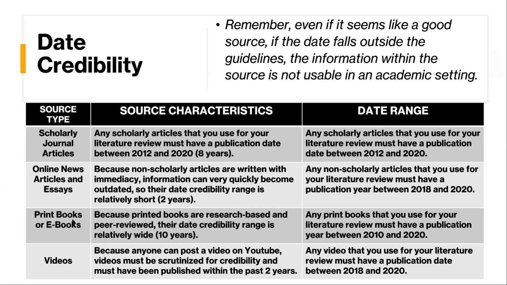So because of the nature of a print book, because it's peer reviewed and it has to go through a credibility check process to be published as a book, it lasts quite a bit of time. The information in a print book or an ebook print lasts quite a bit of time. So you can use a print book that's within 10 years of publication. So if you want to use a book or an ebook, which is literally just a print book that's page for page put on in electronic form, you need to find one that's published between 2010 and 2020.